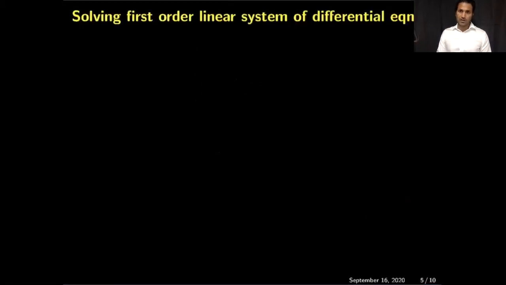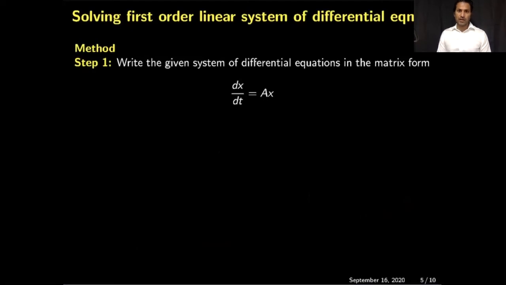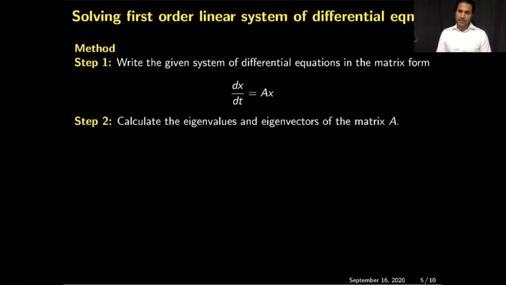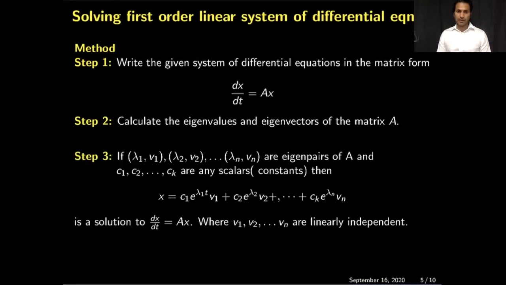Next, we will learn how to solve the system of linear differential equations. It is a 3-step process. In step number 1, we rewrite the system in matrix form as dx over dt equals A, the coefficient matrix, times the solution vector x. Then we take the matrix A and compute its eigenvalues and eigenvectors. Let's suppose you have n pairs of eigenvalues and eigenvectors, and all the eigenvectors are linearly independent. Then you can write the solution of this differential equation by this formula.